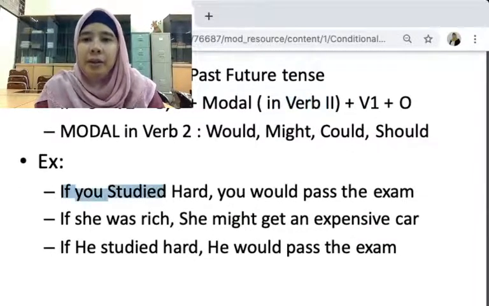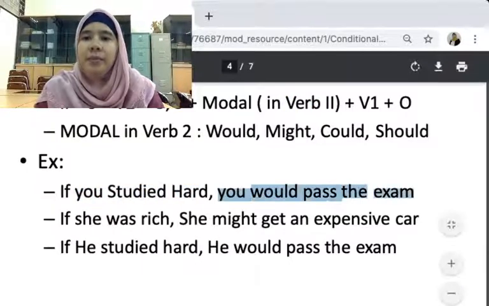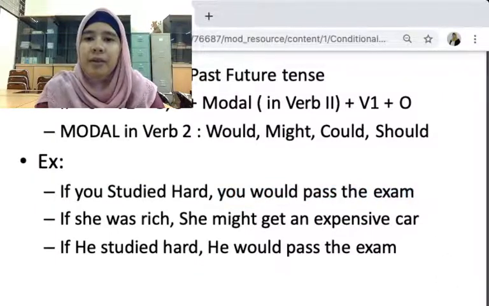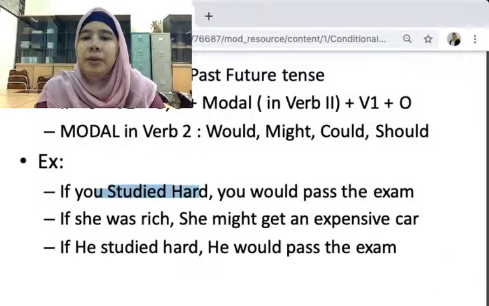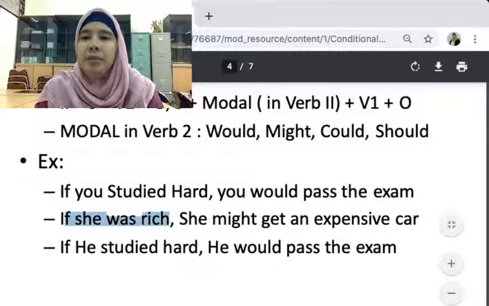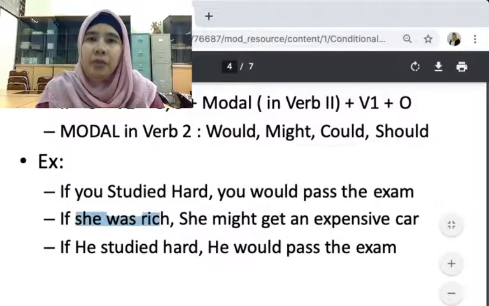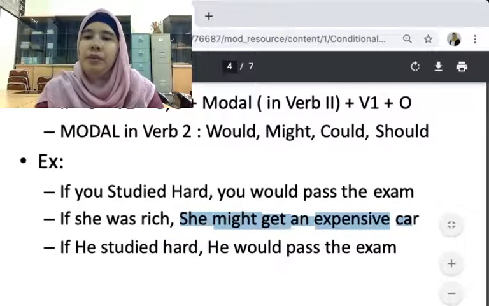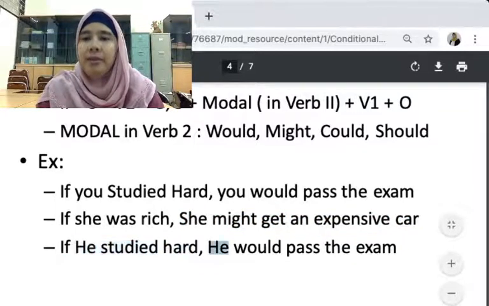If you studied hard, you would pass the exam. Okay, if you studied hard, you could pass the exam. Okay, this is the verb 2-nya, and this is the past future tense, simple ya, simple past future. Okay, this is: if she was rich, she might get an expensive car. She was rich ya adalah past tense-nya, simple past tense-nya in the form of adjective, dalam format adjective. Kemudian she might get an expensive car is the simple past future-nya. Okay, if he studied hard, he would pass the exam.